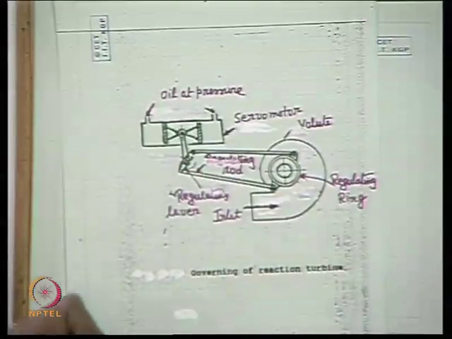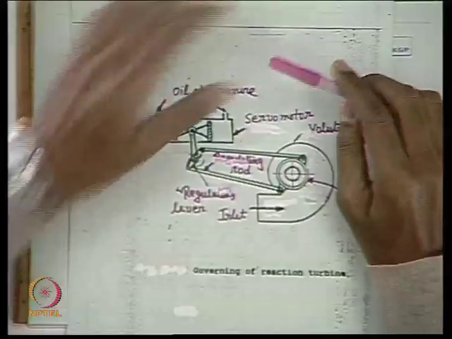Well, governing of turbines. Now, governing of reaction turbines, as I have told you earlier, means to change the flow to the turbine in accordance with the change in the load to the turbine. When the load increases, we have to increase the liquid flow to the turbine. Similarly, when the load is decreased, we have to decrease the flow of liquid to the turbine so that the speed of the rotor remains constant to maintain the constancy in the frequency of the electrical output.